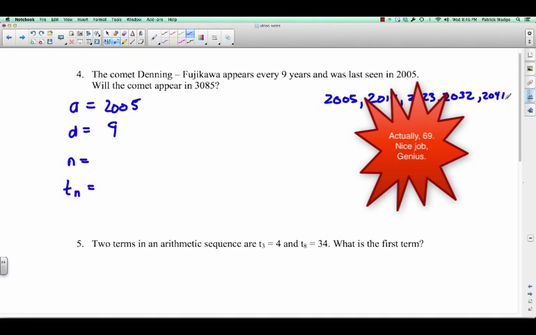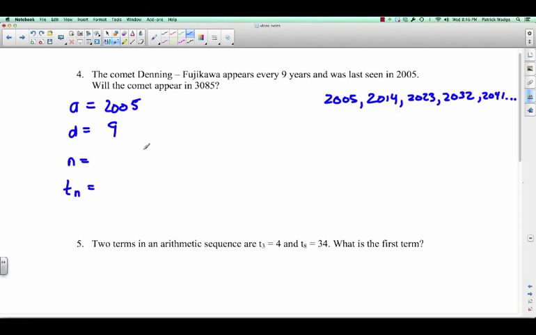Okay, dot dot dot. It keeps going and going and going, hopefully. So, will the comet appear in 3085? Is 3085 the number of terms, or is that just a potential term? That's potentially one of these numbers right here. We're wondering, if I keep going and going, will 3085 appear? Will that be one of the numbers? So let's do this. Let's put 3085 here and then solve.